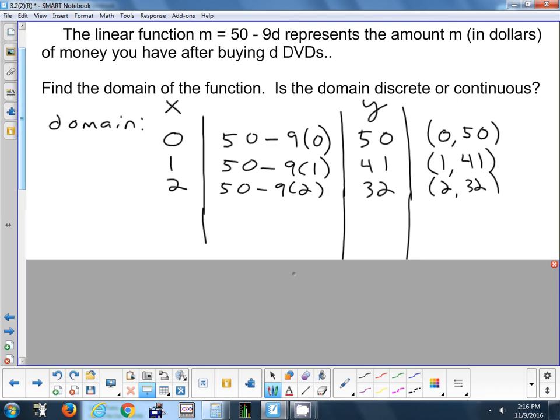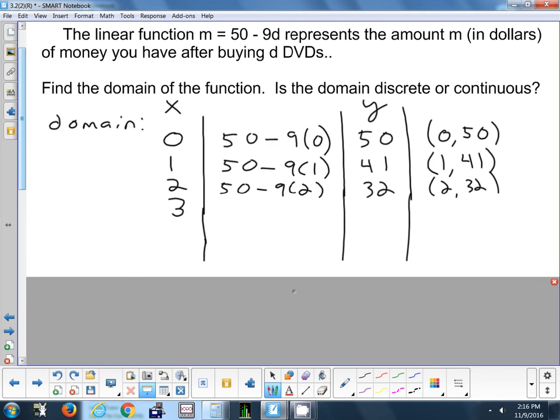So now. How about 3 DVDs? Could we buy 3? Yeah. What do we have to make sure when we're buying DVDs? We just have to make sure that we don't what? Overspend. Yeah, we don't spend more money than we have. Okay. So just to help you guys out, I'm going to tell you you could buy 3, you could buy 4, you could buy 5, and that's it. You won't be able to buy a 6th DVD. You don't have enough money.